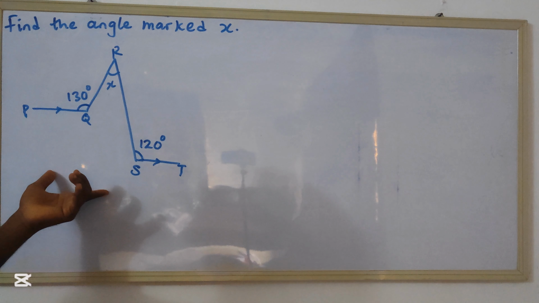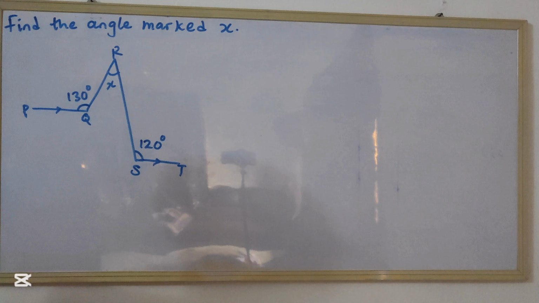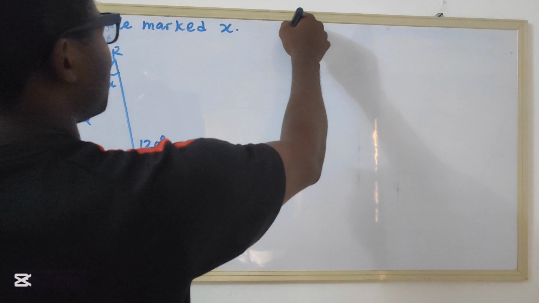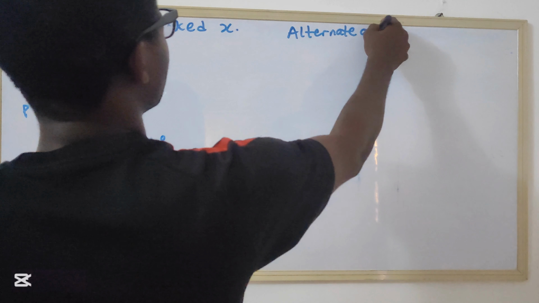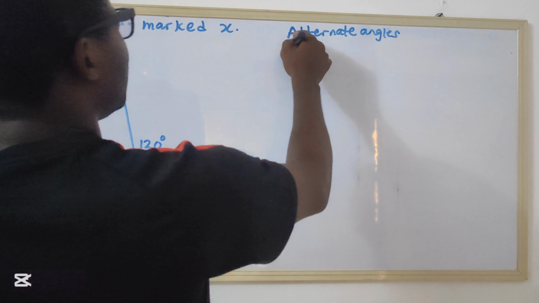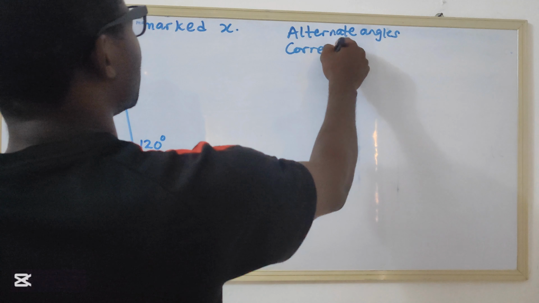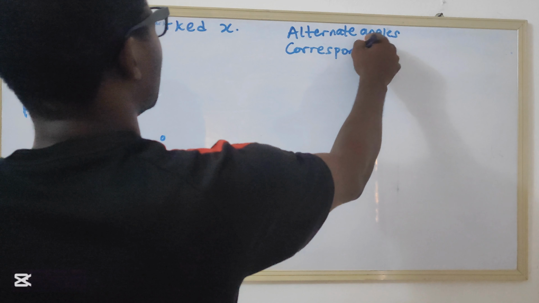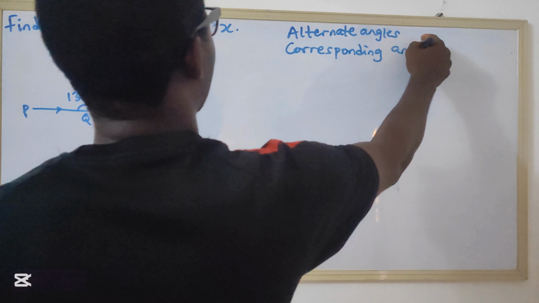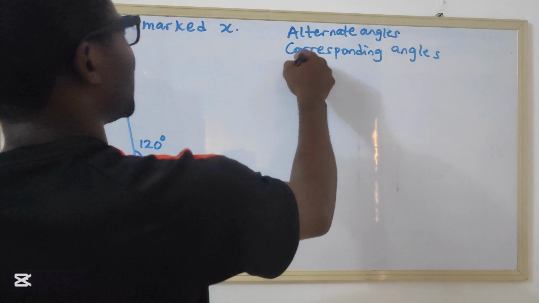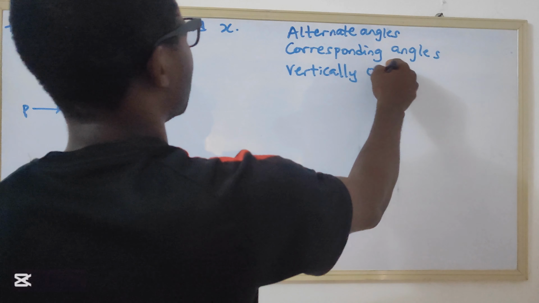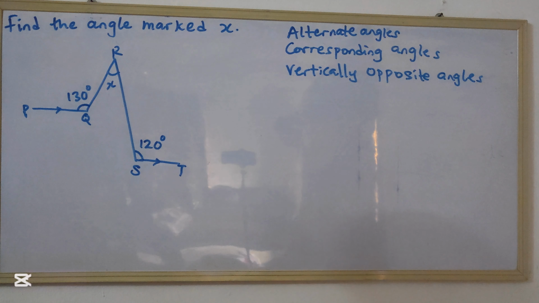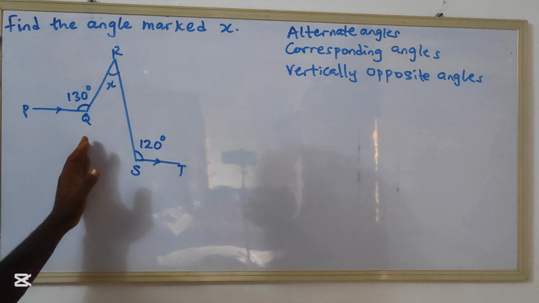Now, before we go on to solve this question, I'll just introduce you to some basic concepts under plane geometry. So, we have some sort of relation. We have what we call alternate angles, corresponding angles, and vertically opposite angles. So basically, these are relations that will help us solve this question.